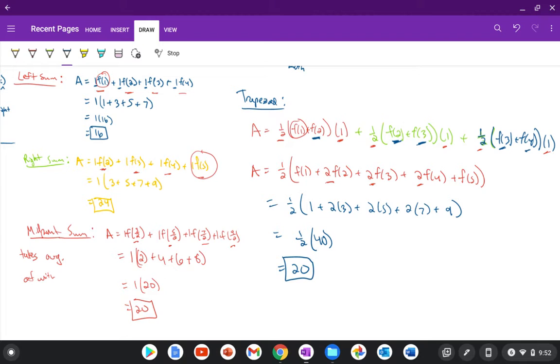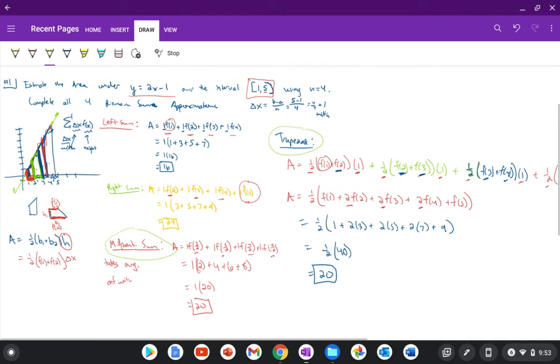If you were asked a question about which is the best approximation, you can see midpoint and trapezoidal are both the best two. They also require the most work, but those would be our best 2 approximations. They actually both give you the exact answer. If I were to actually do the integral of this, the exact answer would be 20.